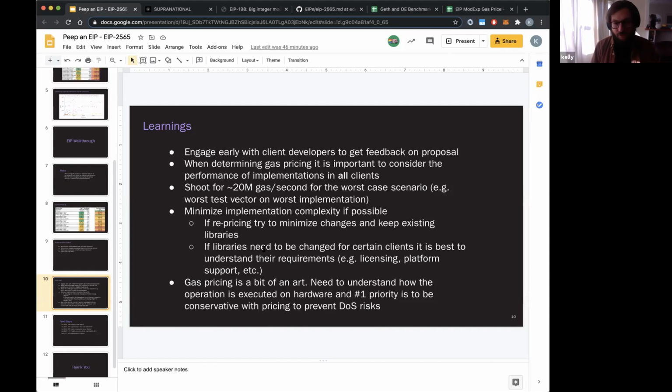Sometimes libraries do need to be changed for clients. In the case of Open Ethereum, it was much slower than Geth. If they do need to change and you want to help Open Ethereum or a client determine what library to use, it's really important that you understand what their requirements are.